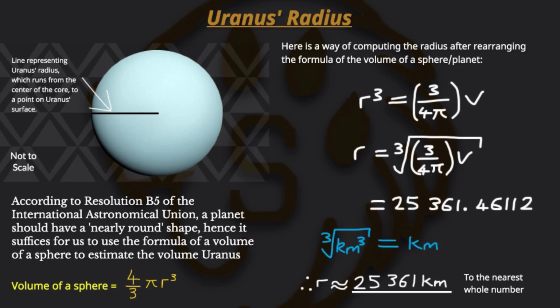Okay, for the next variables, the radius, the circumference, and the surface area of Uranus, I'm not going to explain. You're just going to find out by yourself as you read through and follow the calculations that are already there. It's pretty straightforward. Plug in the values and you get your answer.